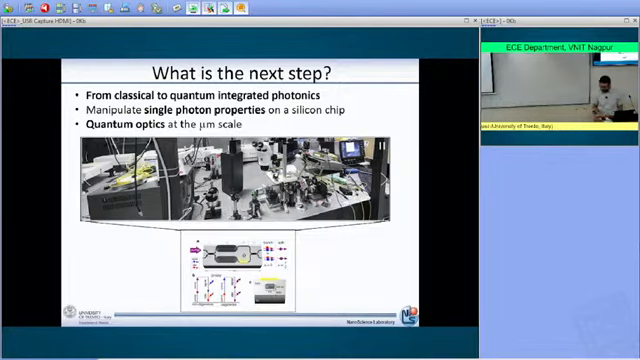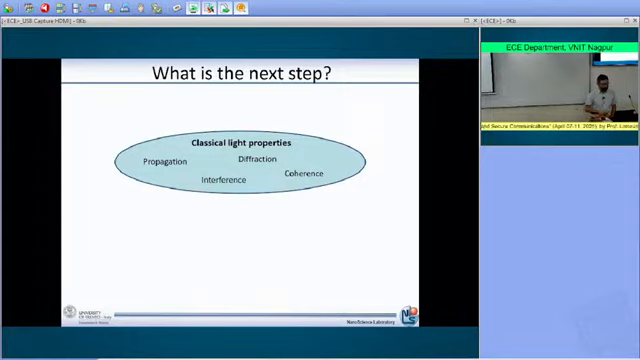And as you will see in a while, the key components that make up the integrated photonic circuits are silicon waveguides. So we are dealing with the same platform as with silicon photonics in general. In classical photonics, we are using the properties predicted by the Maxwell equations on the propagation of light, on diffraction of light, on interference of light, and the coherence of the light.